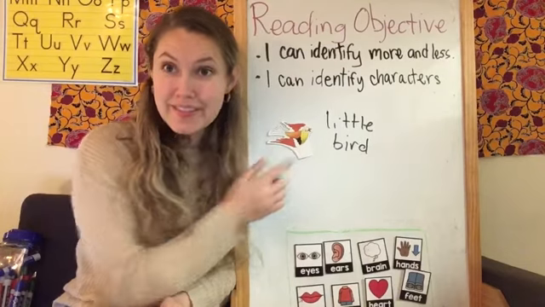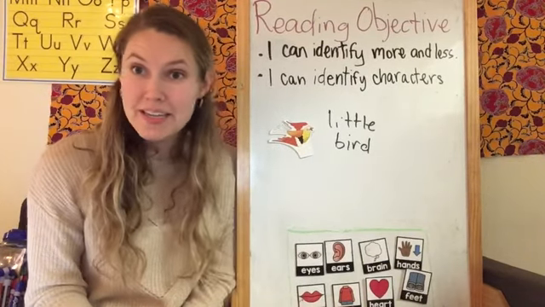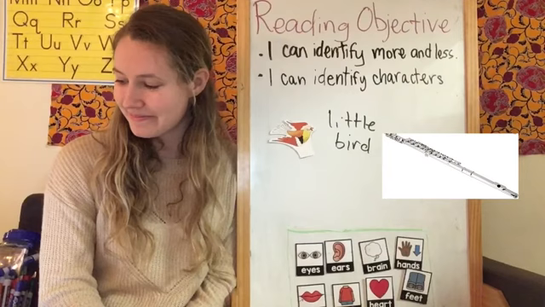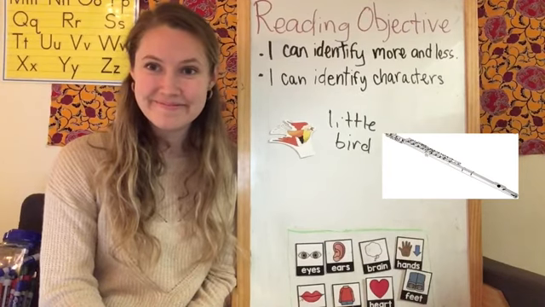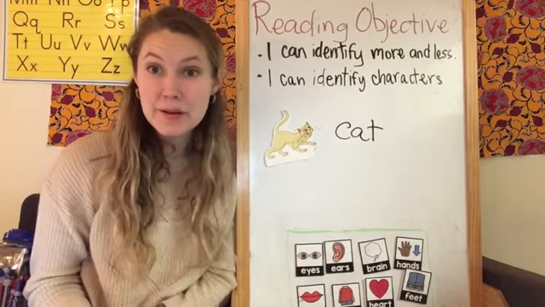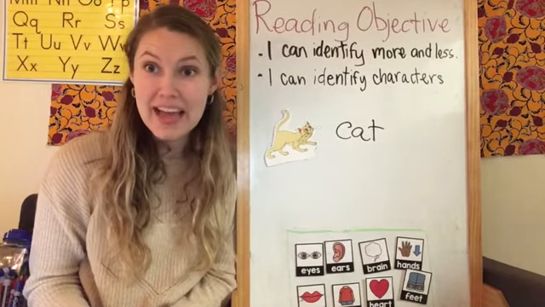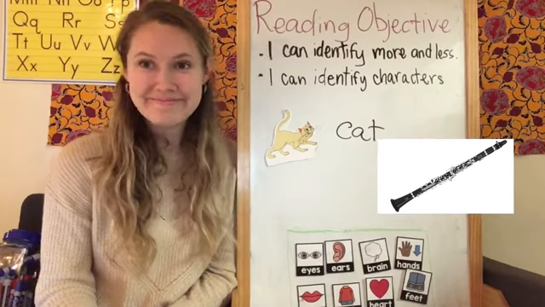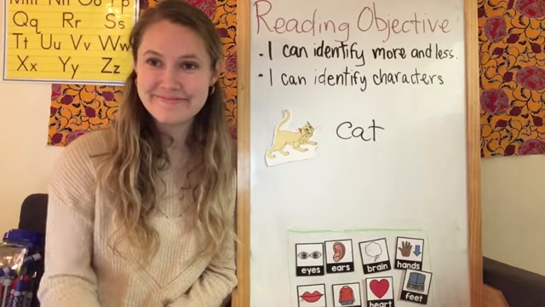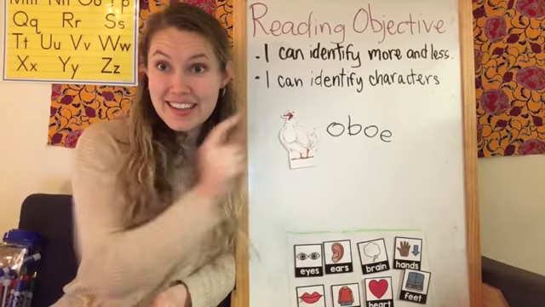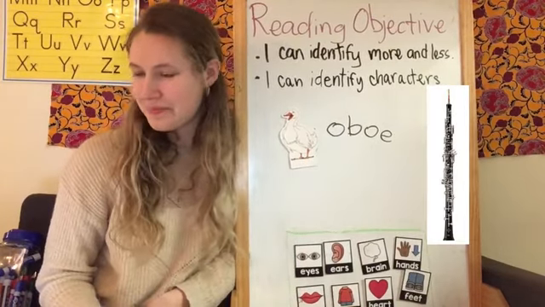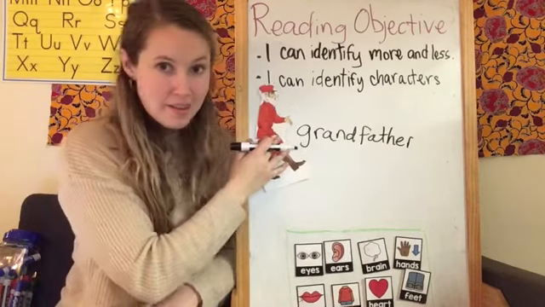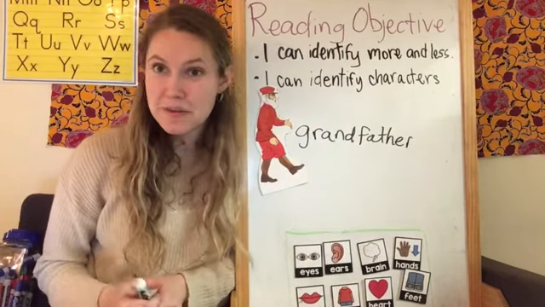Next, we have the little bird that Peter sees in the meadow. And the little bird is represented by a flute playing very high. Next, we are going to hear the cat, and the cat is played by a clarinet. Next, we will hear the duck, and his instrument is an oboe. Next, we have Peter's grandfather, and his instrument is a bassoon.